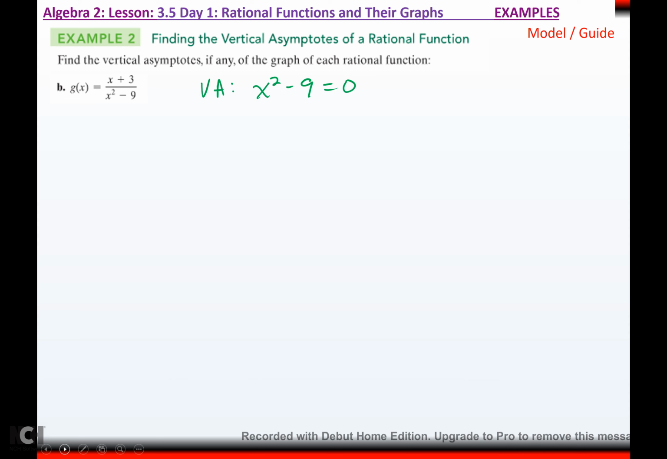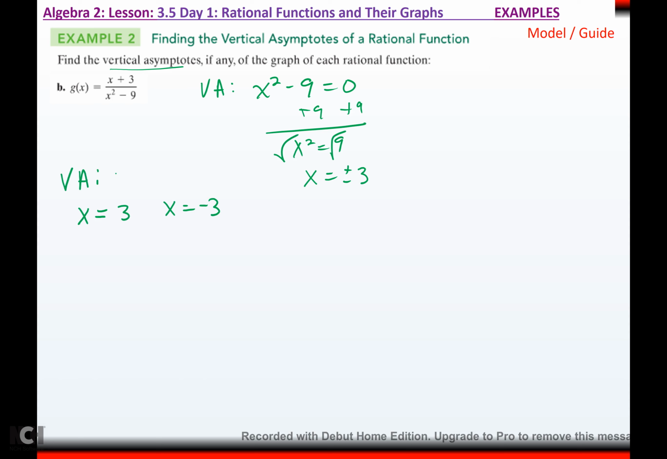Okay, so we have vertical asymptotes of the graph of each rational function. So again, plus 9, I get x squared equals 9. Square root, x equals plus or minus 3. So at plus or minus 3, I'm going to get vertical asymptotes. But actually, here's what's interesting that happens. I have a vertical asymptote at x equals 3 and at x equals -3, or I have a hole. So is it a vertical asymptote or is it a hole?